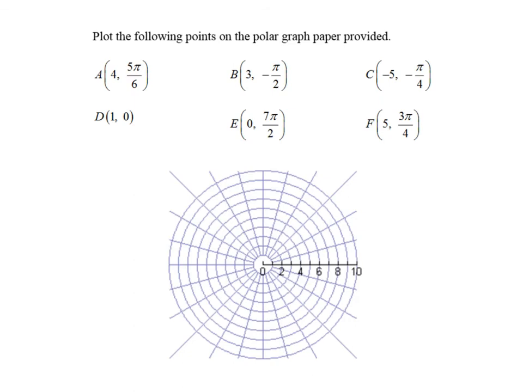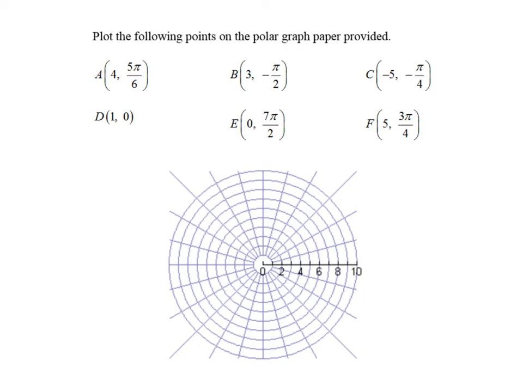Find your polar graph paper that you should have received from me, and why don't you pause the video and see if you can plot each of these points on one of your polar graphs. We can do the first one together. If we're looking at the point (4, 5 pi over 6) right up here, then we're actually going to use the 5 pi over 6 first.